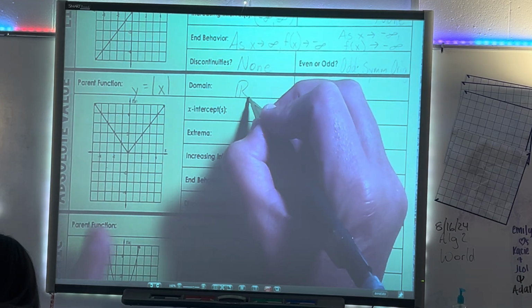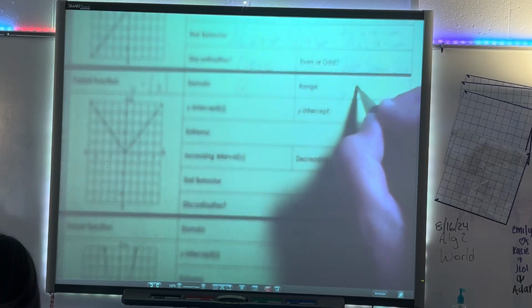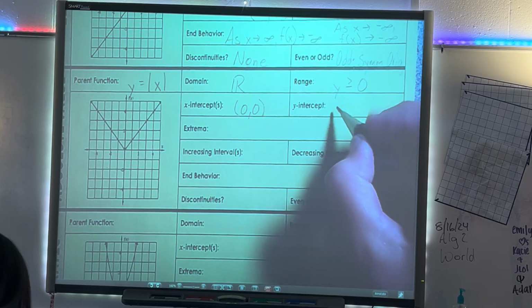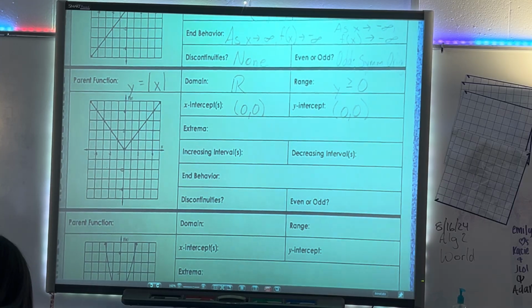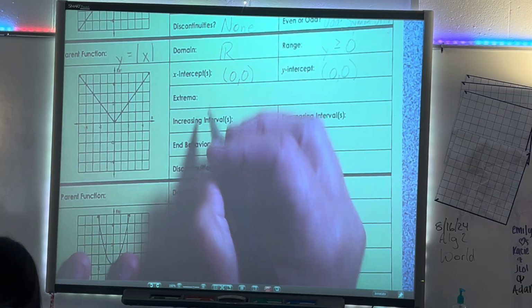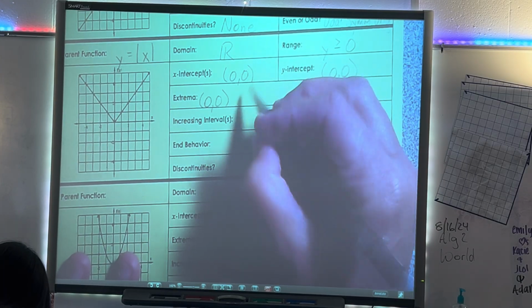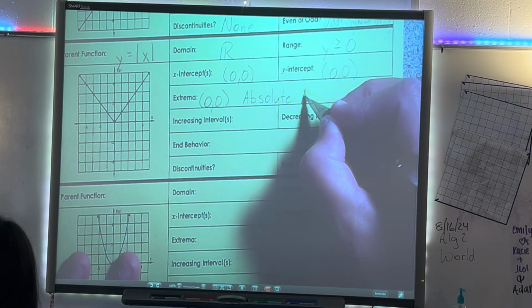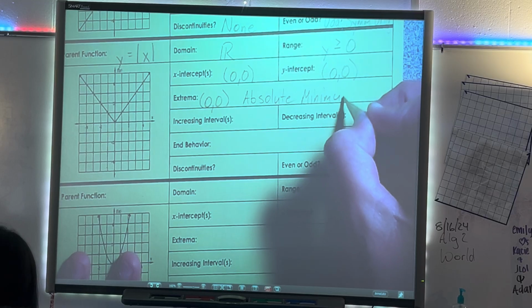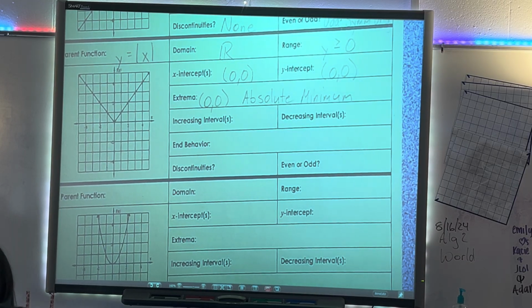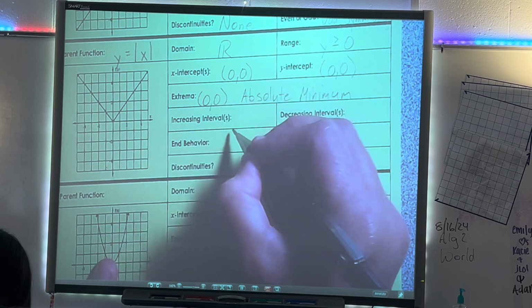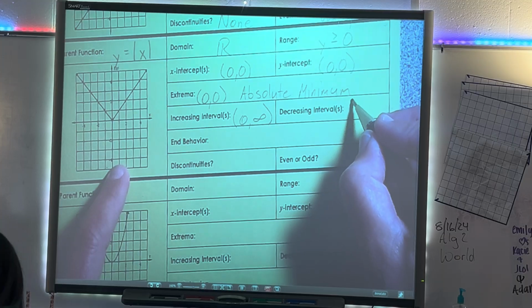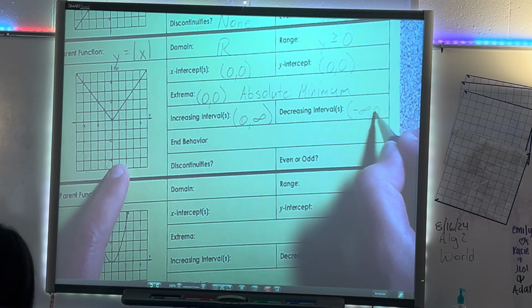Domain is all real for the parent. The range is going to be greater than or equal to 0 for the parent. Both of these are also 0, 0 here. There is an extrema at 0, 0. It would be considered the absolute minimum. It increases from 0 to infinity, and it decreases from negative infinity to 0. Remember, we read those from the left to the right.